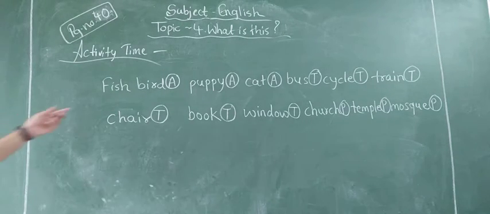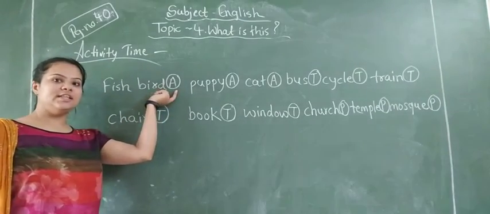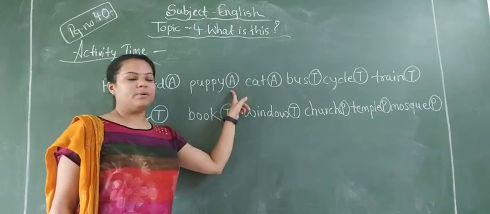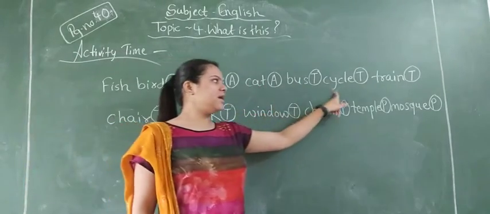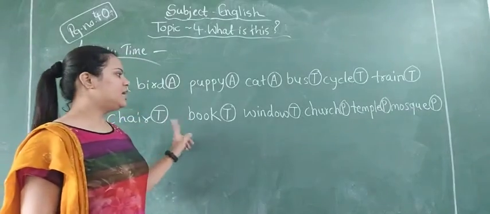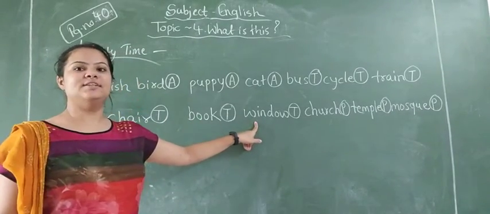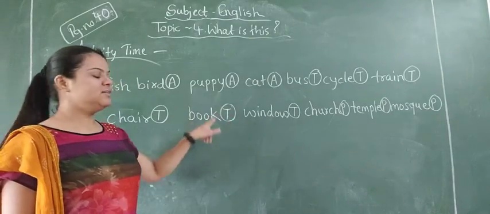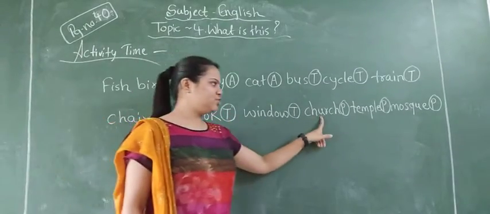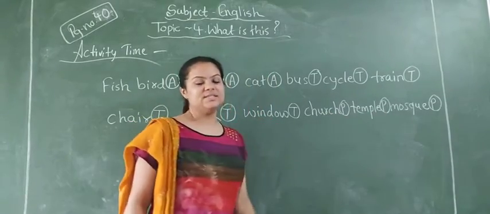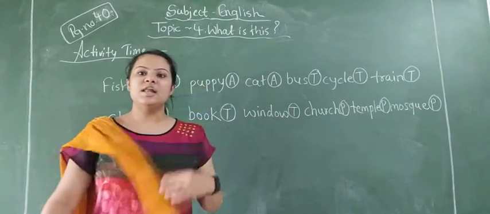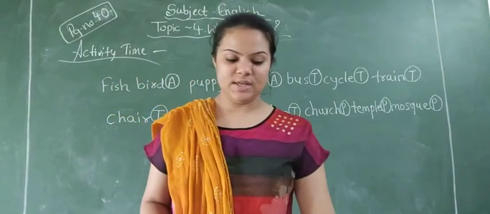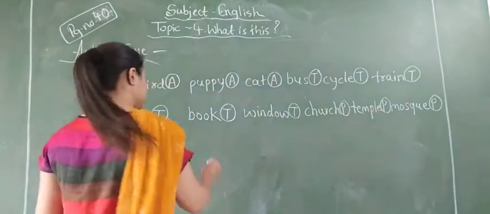So fish and bird are animals. So we have written A there and we have to circle the letter A. Then letter A again for puppy and cat. Then bus, cycle, train, book, chair and window. These are all non-living things. So we have written letter T and we have circled it. After that, church, temple and mosque are places. So that's why we have written the letter P there. Okay, understood? After this, there is a poem, that is God Bless.